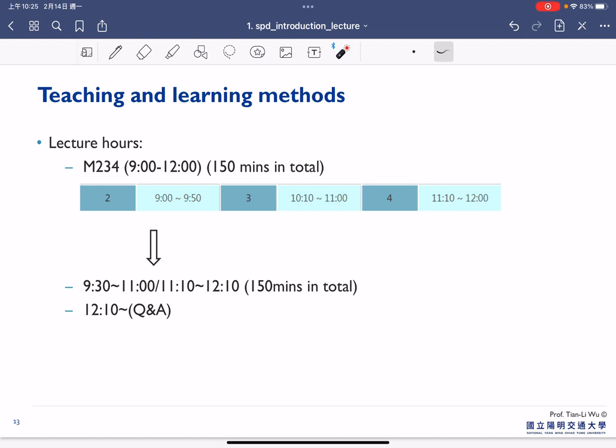If you want to go to the toilet or have a break, you can just leave the classroom. So I propose that we start the class at 9:30, just like today. We only have one break, around 11. Then we will end the class at 12:10. After 12:10, that will be the Q&A time. So, yes.